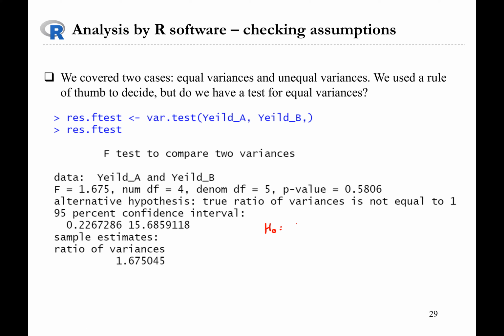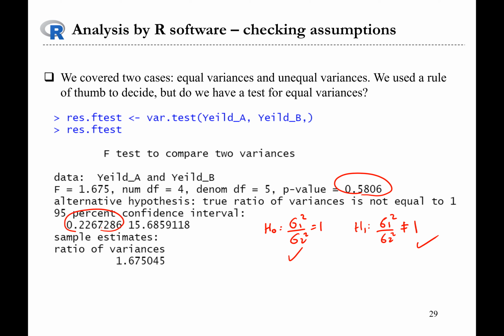H0: sigma 1 square divided by sigma 2 square equals 1, against H1: sigma 1 square divided by sigma 2 square doesn't equal 1. So it can be written like this. This is the alternative hypothesis for R. And the p-value is big, so we go with H0. So now we can go with the conclusion of sigma 1 square equals sigma 2 square, because the test confirmed that sigma 1 square equals sigma 2 square.